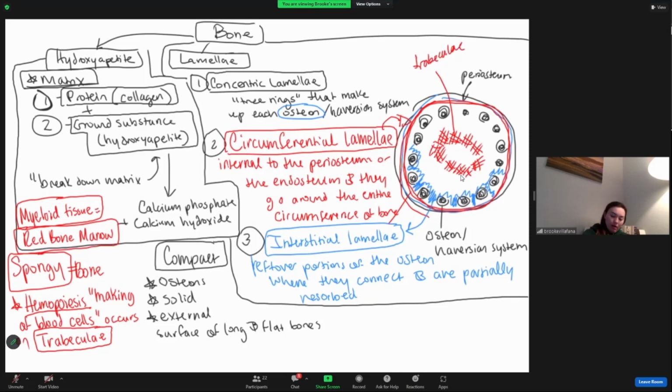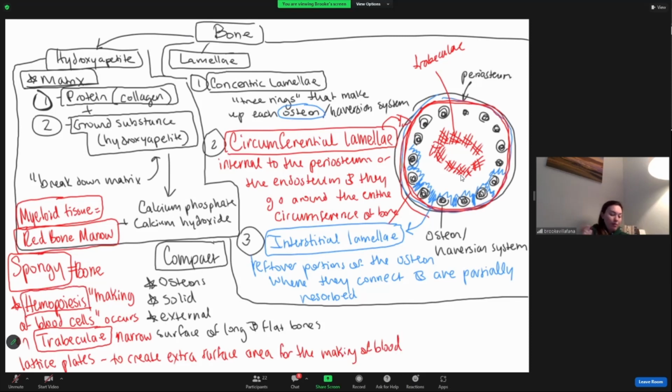Okay, so trabeculae are narrow lattice plates. And this is basically allowing additional surface area for the blood to be made, to create extra surface area for the making of blood. Does that make sense? Trabeculae are found inside of spongy bone, allowing more location for hemopoiesis.